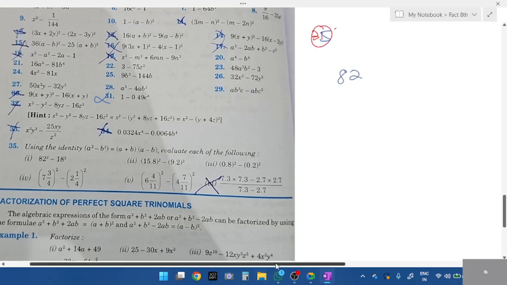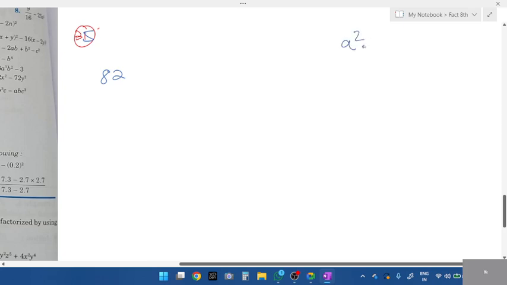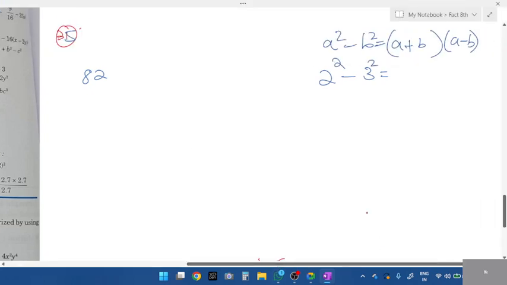All this time we were solving numbers. Look here. What's the answer for a square minus b square? What's the formula? A plus b into a minus b. Now if I write 2 square minus 3 square. What is 2 square value, students? What is 2 square value? 4. Okay, let me write 6 square. What is 6 square value?